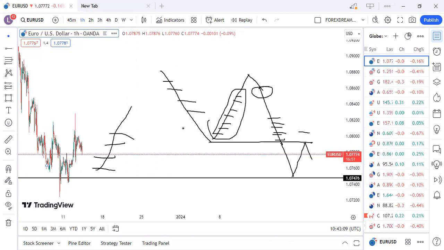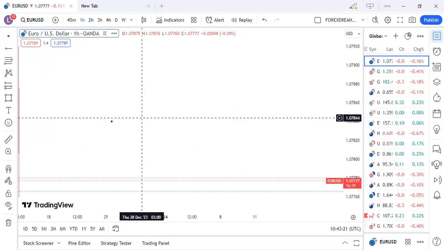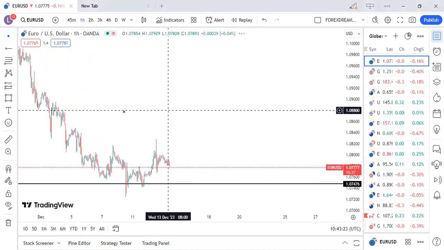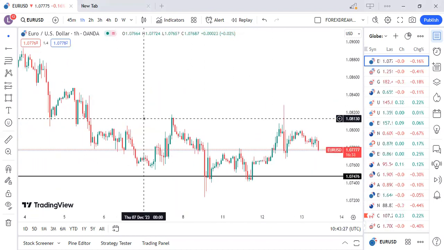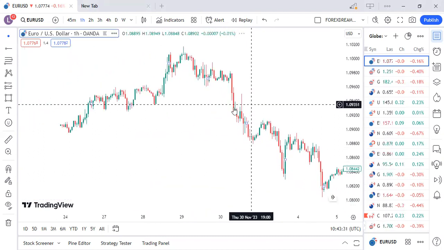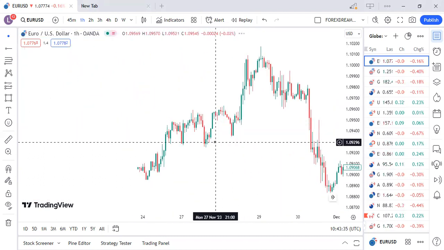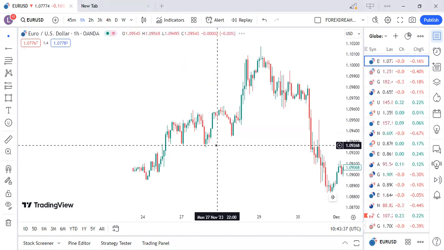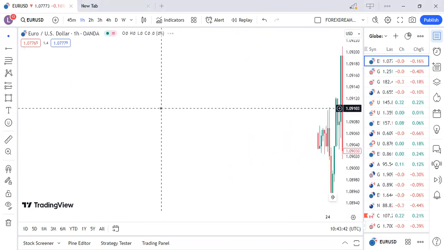Okay, but before we go, ask this question. So if they didn't leave the potential continuation pattern, and it broke the support going down, can you find the support on another time frame, or it must be a specific time frame? No, you can find the support on another time frame.